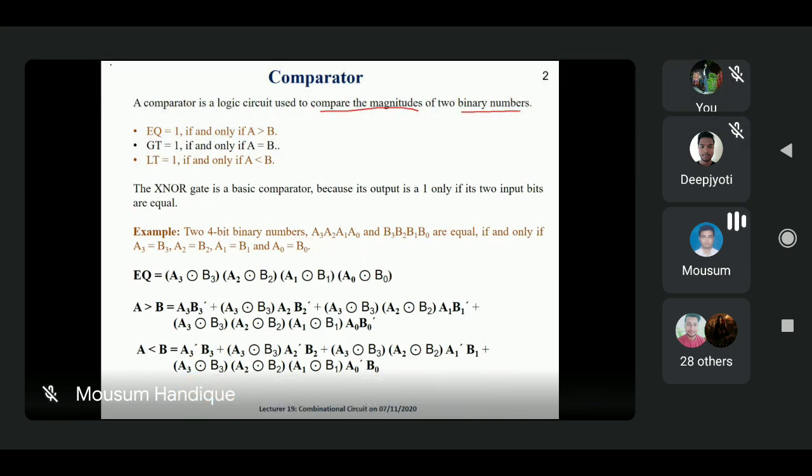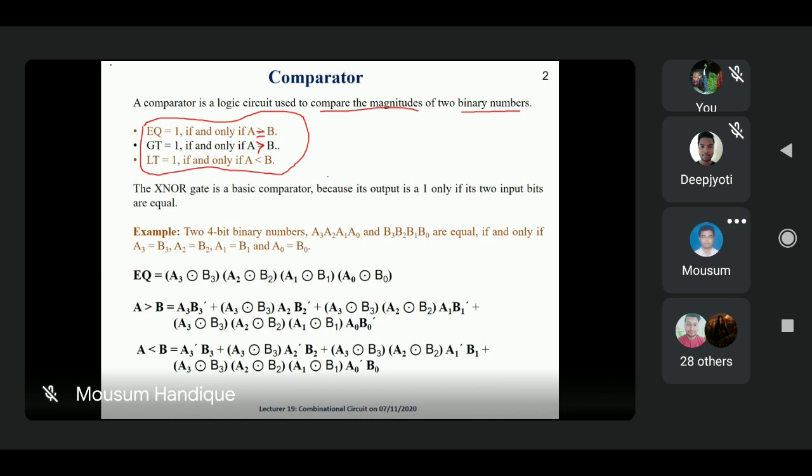Suppose we are using the comparator. There are three particular categories we are defining for the comparator. EQ is equal. GT means greater than. And LT means less than. If EQ equals 1, that time what happens? Oh, sorry, here is a mistake. Here it is greater than, and here it is equal. Please correct this one.